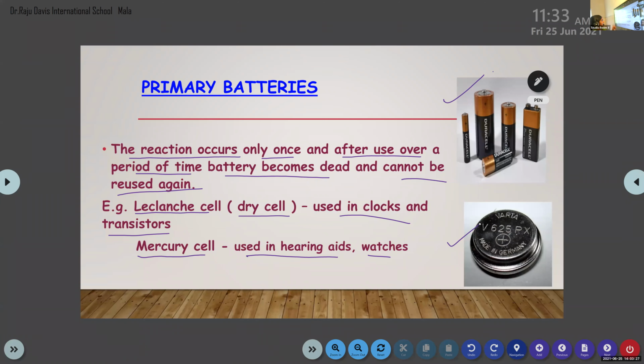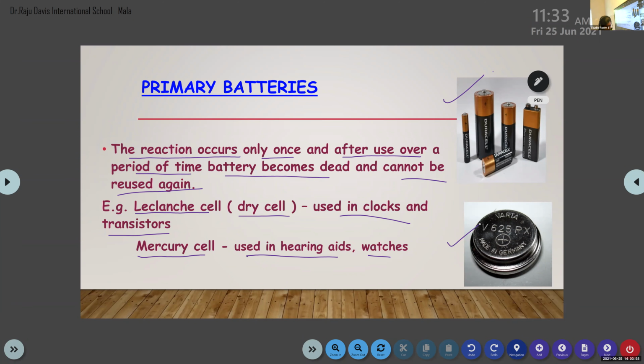Aditya, can you read the slide about primary batteries? Yes, ma'am. Primary batteries: the reaction occurs only once, and after use over a period of time, the battery becomes dead and cannot be reused again. Example: dry cell, that is Leclanche cell or dry cell. It is used in clocks and transistors. Then mercury cells. It is used in hearing aids, watches, etc.